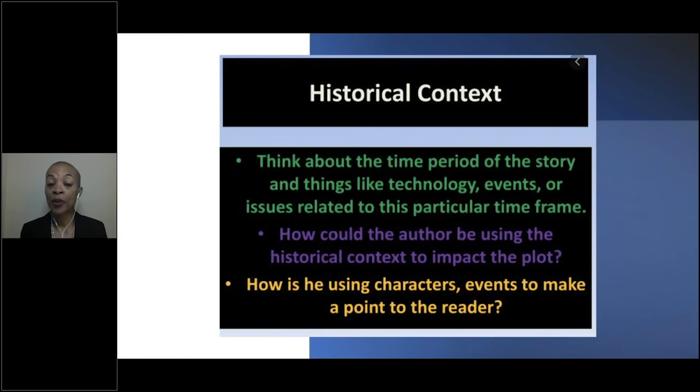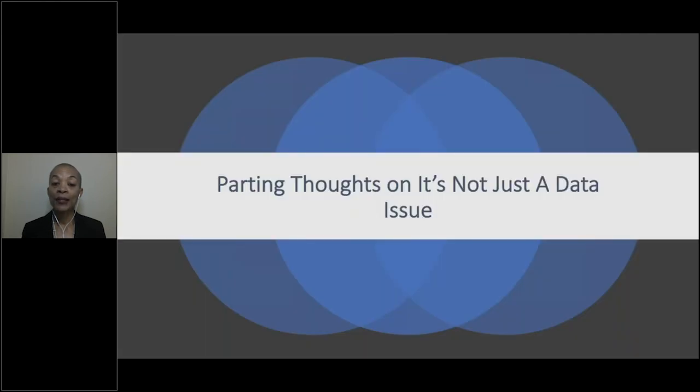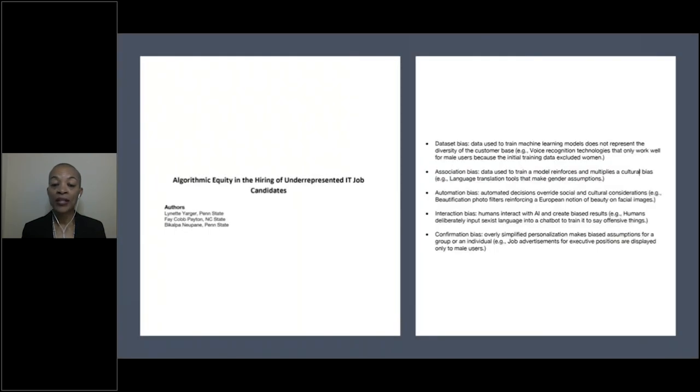Historical context is critical. Think about the time period of the story for which you are running that algorithm, telling that story. What events are critical? We all know that we've had the trifecta of COVID, an economic downturn, and racial strife here in the country. What could you do in terms of using a historical context to impact your plot, your analyses, your implications, your recommendations? How does this inform the reader? Historical context matters. It is not just a data issue.